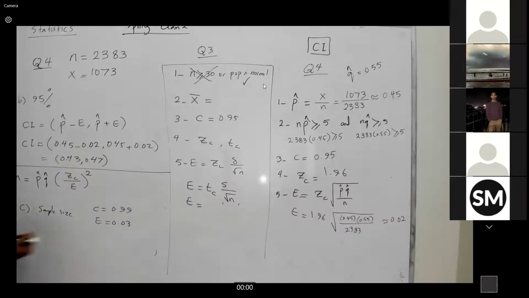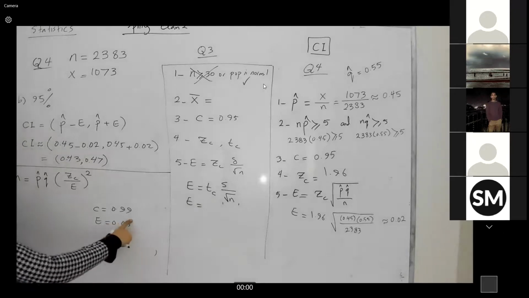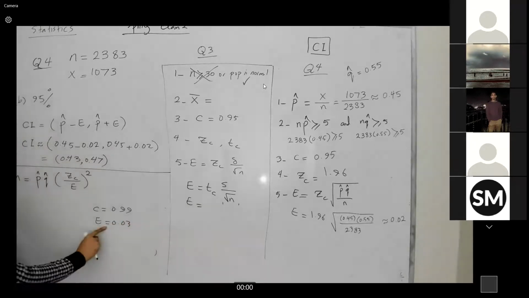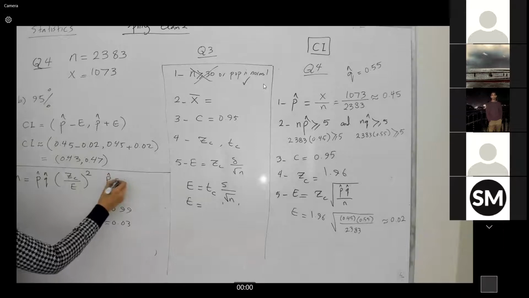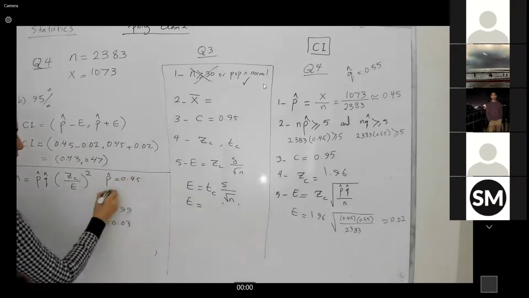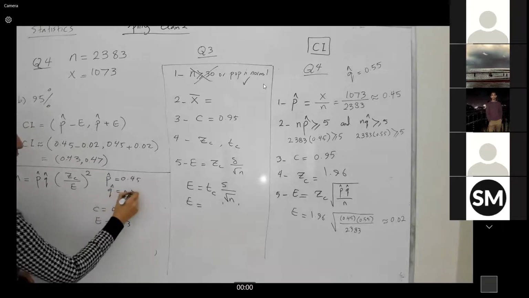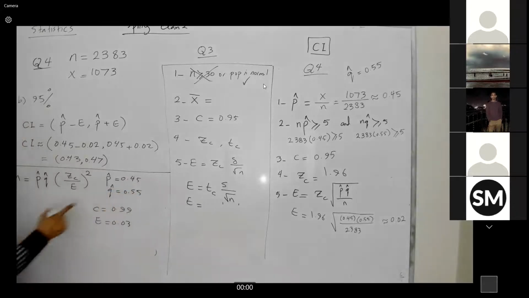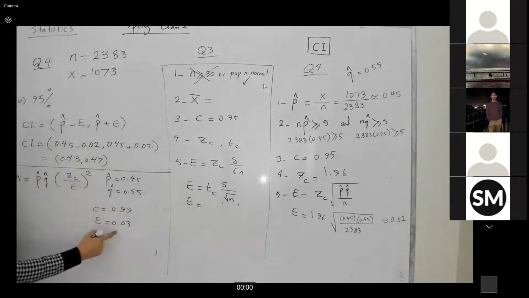Very well. We have our p hat, we have our q hat. Let's just plug them in. And ZC, we need to use 99%. We have our E. P hat is 45%. Q hat, we already know that it's 55%. We need to find ZC.